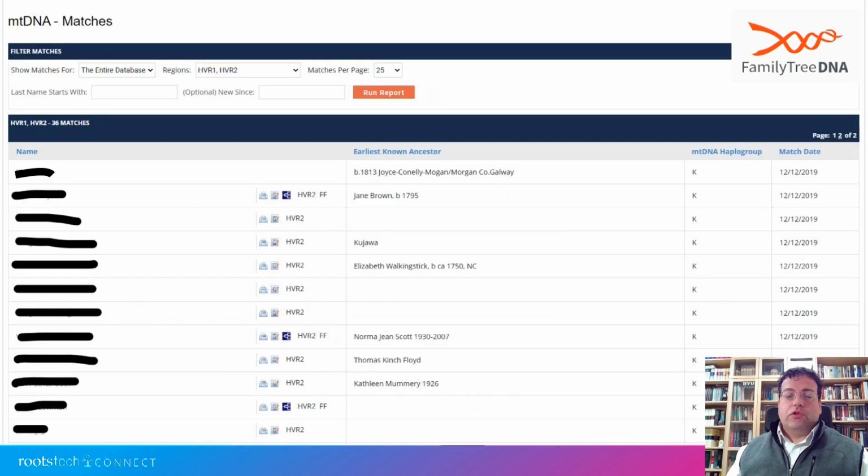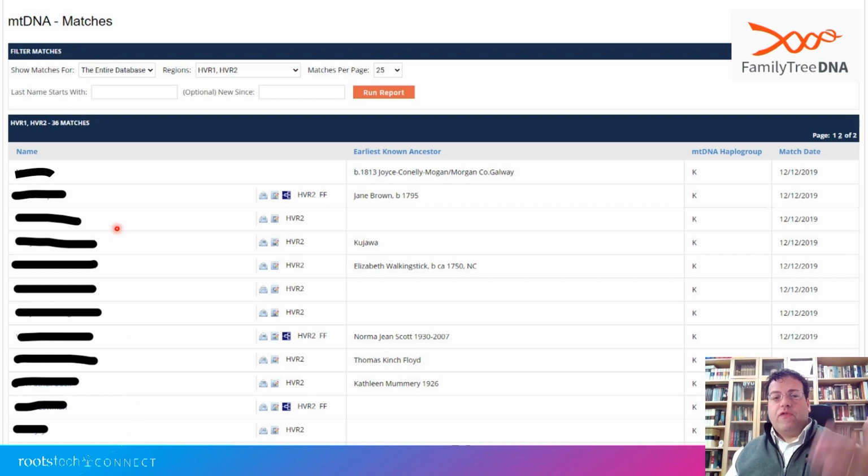There is an option where I can actually remove the coding region and only look for individuals that have my low resolution type of test, the control region. So you see here there is a drop down window on the top part of the menu. Let me get the laser right here. HVR1, HVR2, so I remove the coding region from the equation. So now I have 36 matches right here.